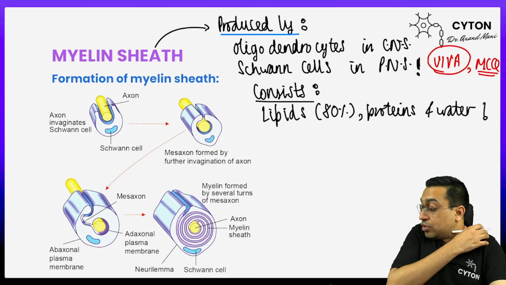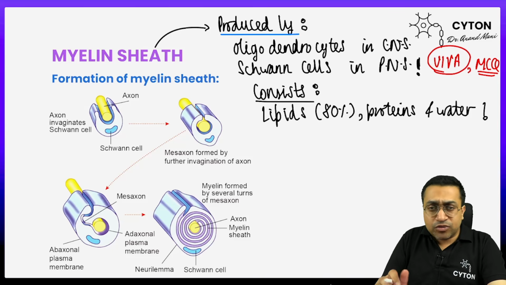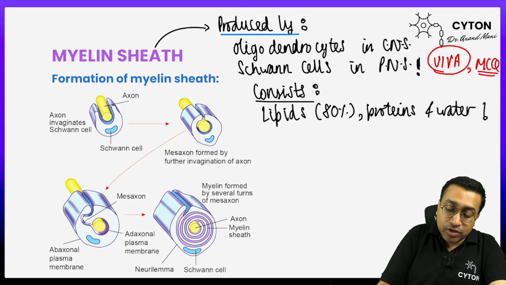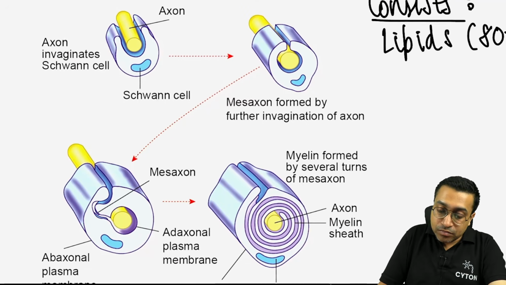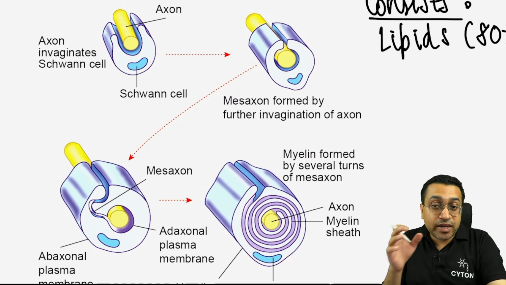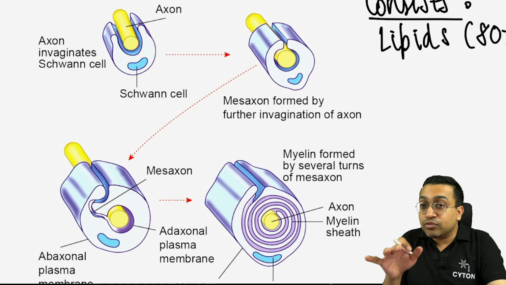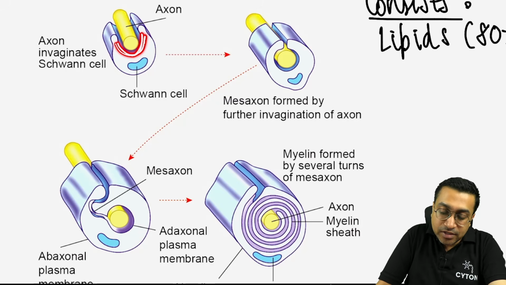Okay, so now coming on to the formation of the myelin sheath. In the process of myelination, as you can see in this photograph also, this is the axon. Let me zoom in, I hope you can see. In the process of myelination, the axon initially lies in the groove of a Schwann cell. You can see in the groove, this is a Schwann cell.